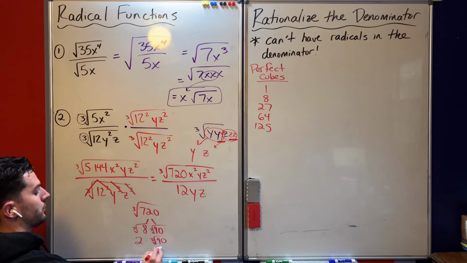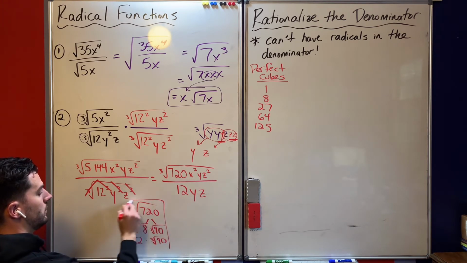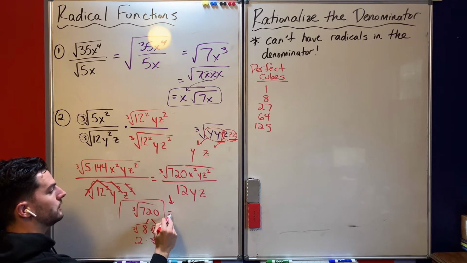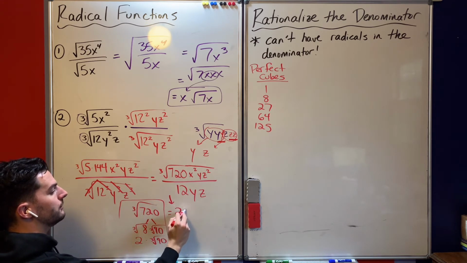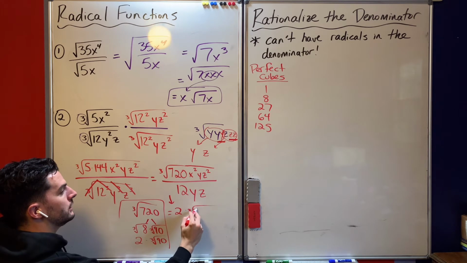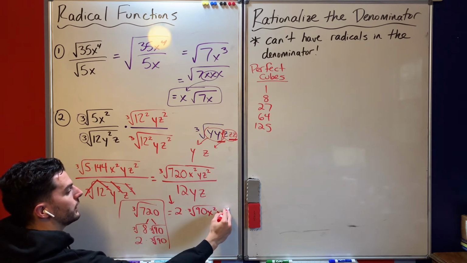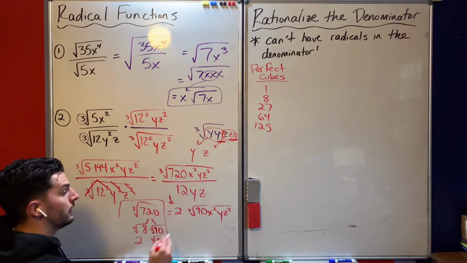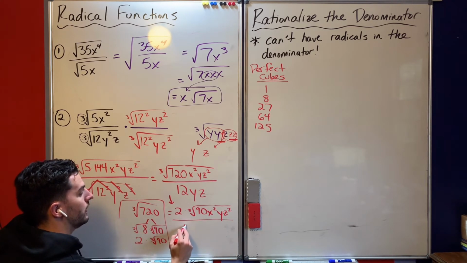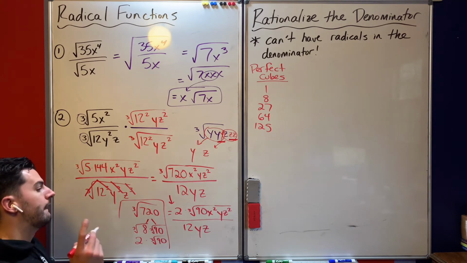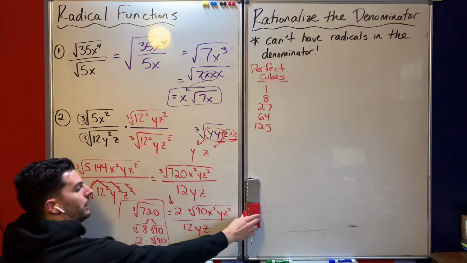So what I would do is rewrite this. Let me box that off. I would rewrite this as 2 times the cube root of 90 x squared y z squared, and then over this 12yz that's on the bottom, okay. And my last step here, I'm just about done.